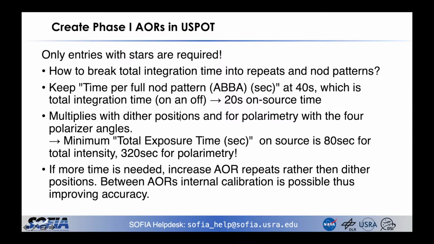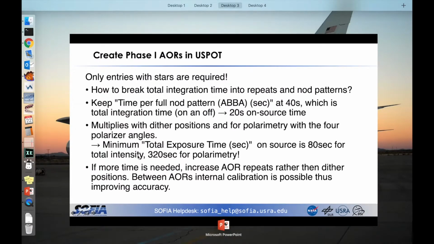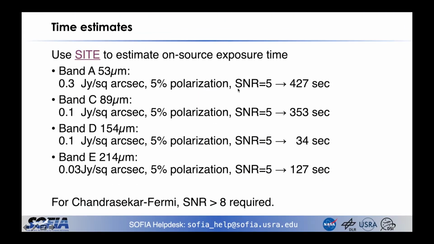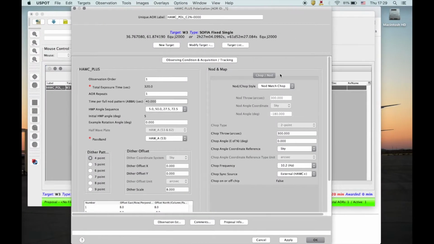But these 20 seconds get multiplied by the dither positions, minimum 4, and for polarimetry by the 4 polarization angles. Thus, you get a minimum total exposure time on source of either 80 seconds for total intensity, but here we selected the polarimetry observation, so that is actually 320 seconds. And now, if you recall, for band A, 53 micron, we need 427 seconds, so a bit more. Thus, we do 2 repeats of the AOR.